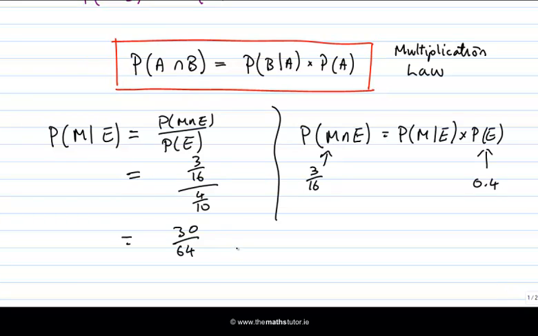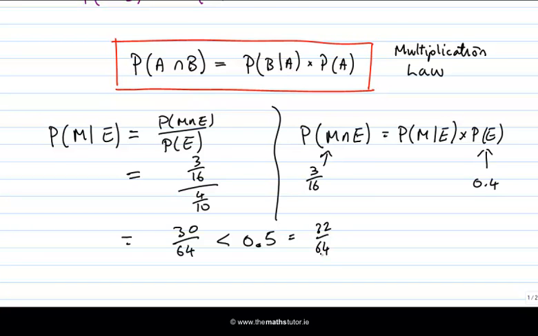And 30 over 64, well, you can either just see this yourself, or you can take out a calculator and check that that's less than 0.5. 30 is a little bit less than a half of 64. Right? 0.5 is the same as 32 over 64. So 30 over 64 is less than that. So that means that this event, the M given E, is less likely than not.